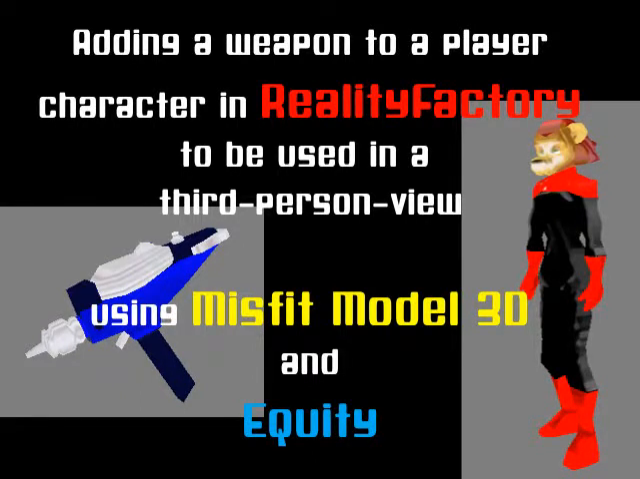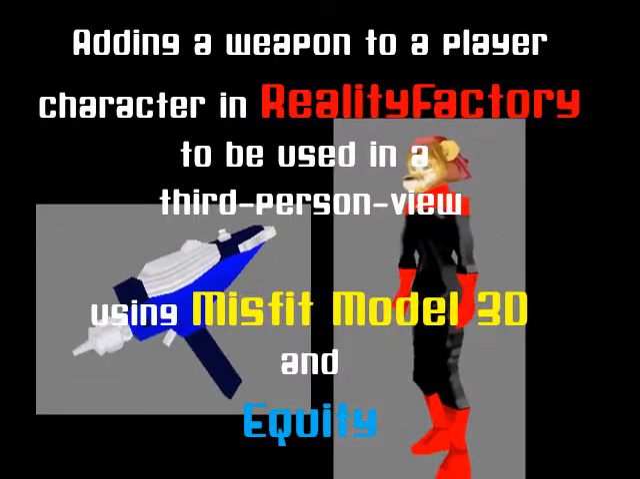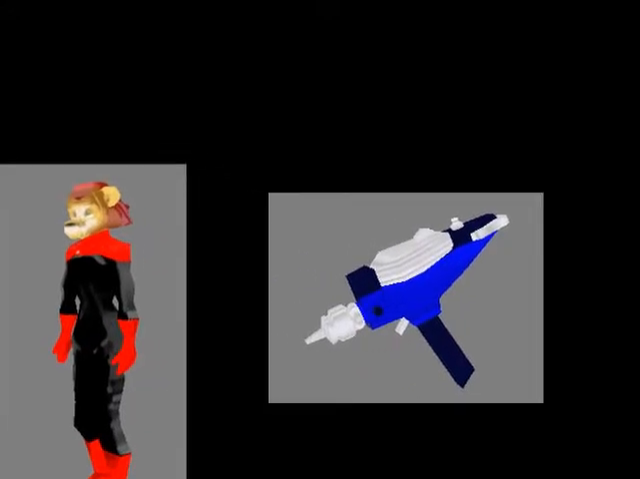and that the weapon must be made specially for the character that is going to use it, or rather it must be made special for the skeleton of that character. Now there are some weapons provided with the RealityFactory program, but those weapons cannot be used directly with my character because they are not made for that skeleton. They could be modified to be used, but I am going to make a completely new weapon.